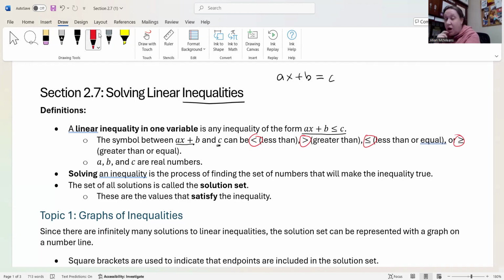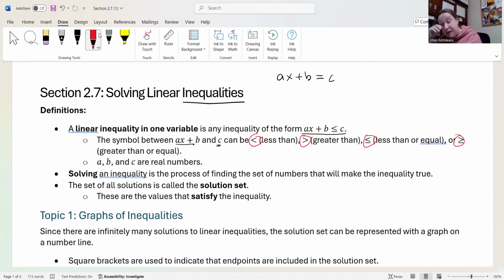Okay? Solving an inequality is the process of finding the set of numbers that will make the inequality true. This is very similar to the idea of an equation. We're looking for the value for the variable that makes the equation true. Here, because we have an inequality symbol, we're no longer dealing with one solution. We're going to have infinitely many solutions. So our job is to find the set of those numbers that make this value true.